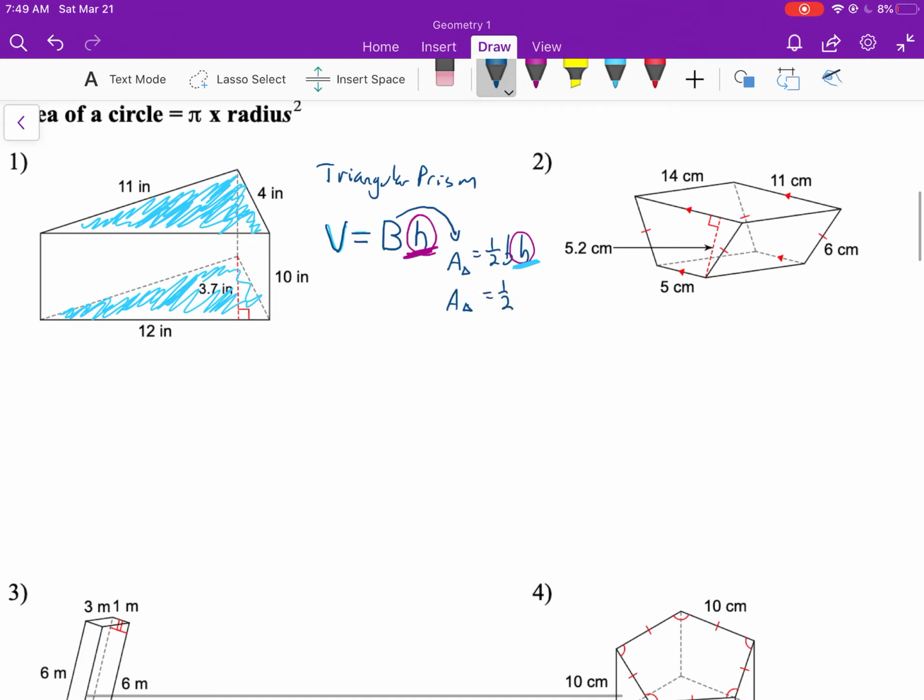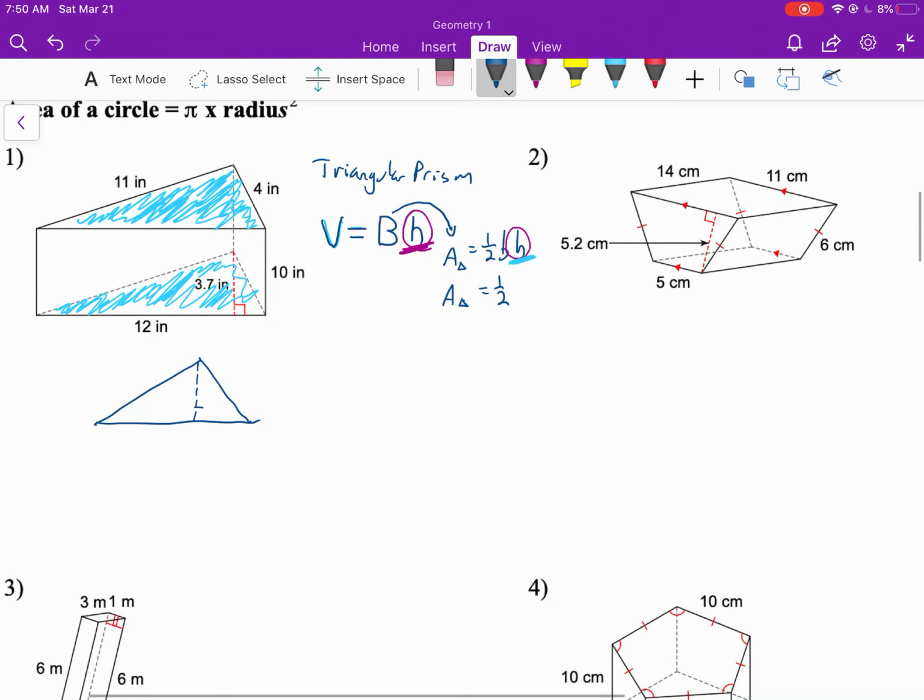It's 1/2 the base of the triangle. If you need to, you can try to rewrite this triangle so it's kind of facing you here. This is the 3.7. This one's pretty obvious, I think. This is 3.7 inches, and the base is 12 inches. So we see, remember, base is always perpendicular to height, so our base is 12 inches, and our height is 3.7 inches. And so we just need to multiply that to get 22.2. So the area of the triangle is 22.2 inches squared.